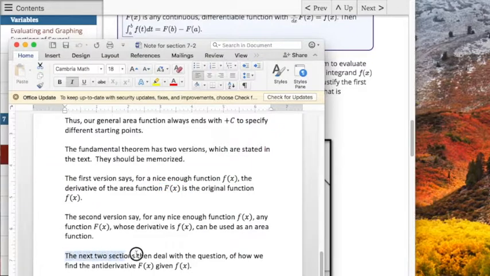This is going to set up the next several sections, which is if someone's given me a function, a formula for a function, how do I find an antiderivative for it? So that's what I'll be looking at in the next section.